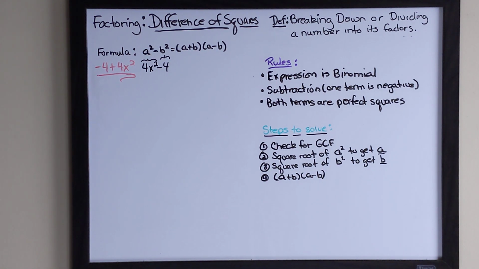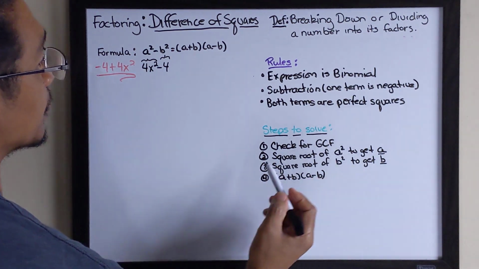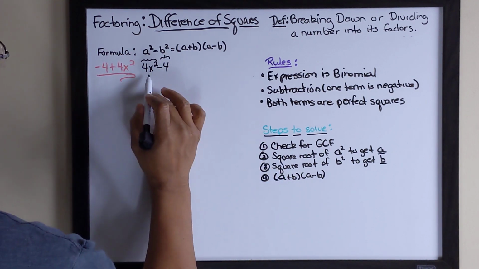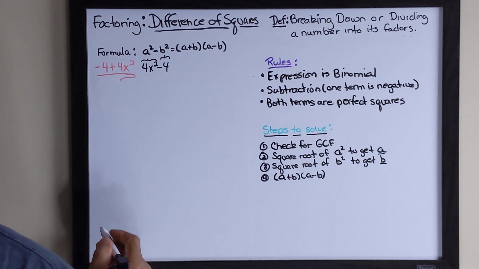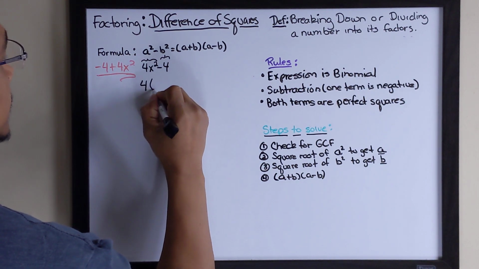Alright, so let's go ahead and solve this problem. The first step that we always want to do is check for the greatest common factor to see if it exists. And if it exists, we're going to take it out. So, this term and this term do have a common factor, and it is a 4, obviously. So we're going to go ahead and take that out first.